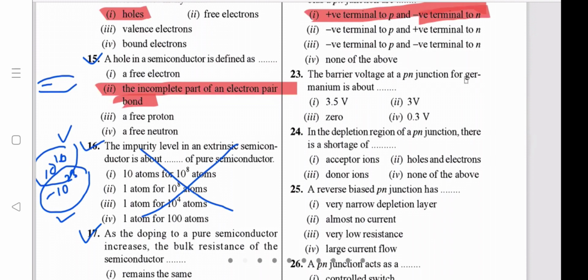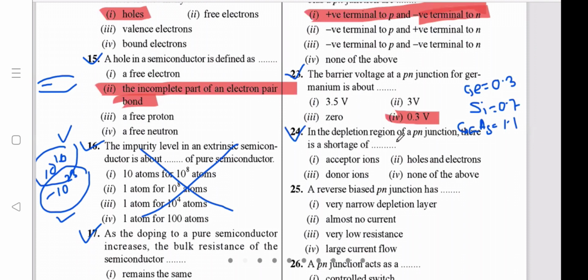The barrier voltage of a PN junction for germanium, we have told so many times. For germanium, the barrier potential or threshold or knee voltage is 0.3. For silicon, it is 0.7. For gallium arsenide, it is 1.1. So these three only we will remember: germanium 0.3, silicon 0.7, gallium arsenide 1.1. So the question here is for germanium, so the answer will be 0.3.